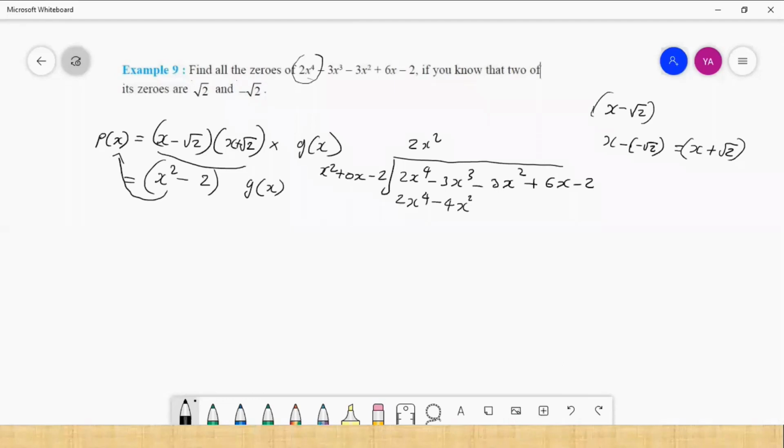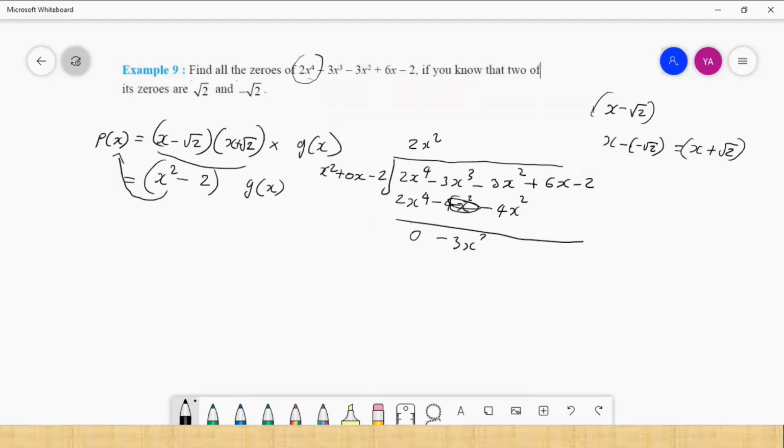Okay, so the middle term will be 2x square into 0x. Here it will be 0. But then 2x square into minus 2 is minus 4x square. Now you draw the line, then subtract. What will be the next step?